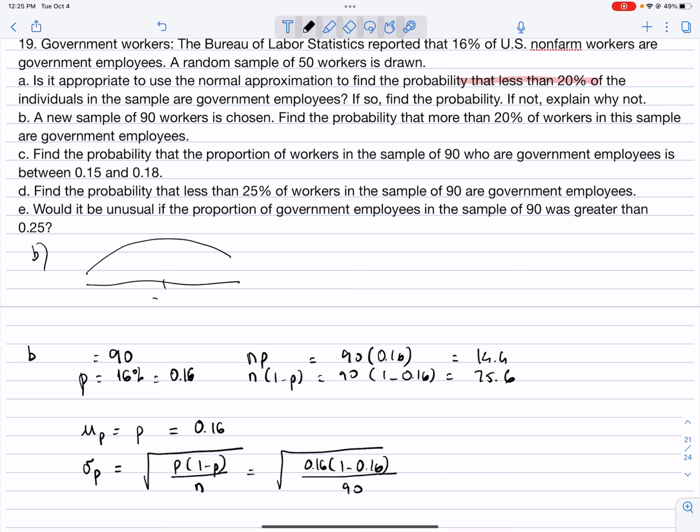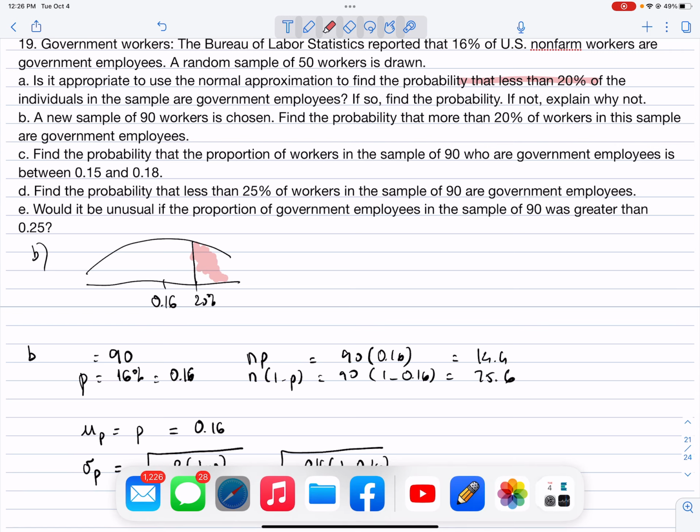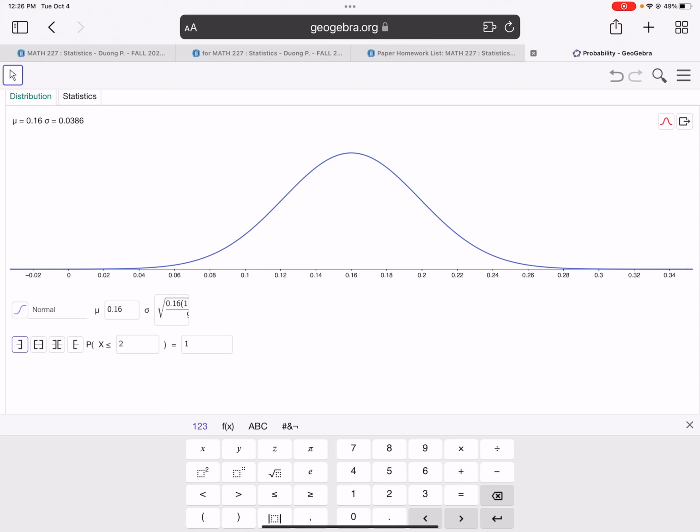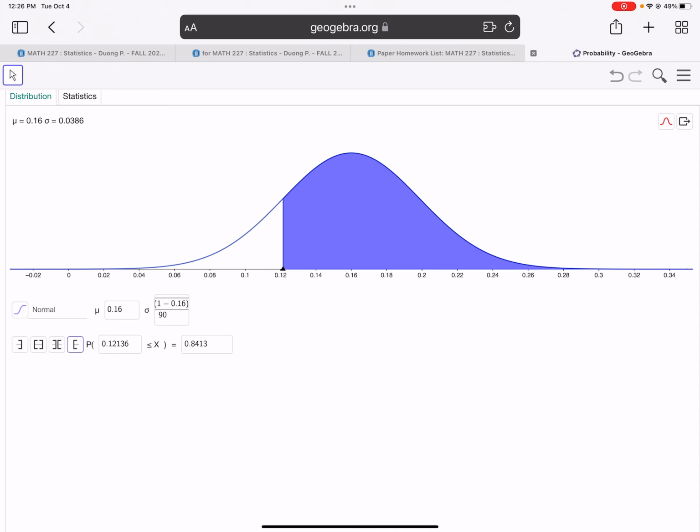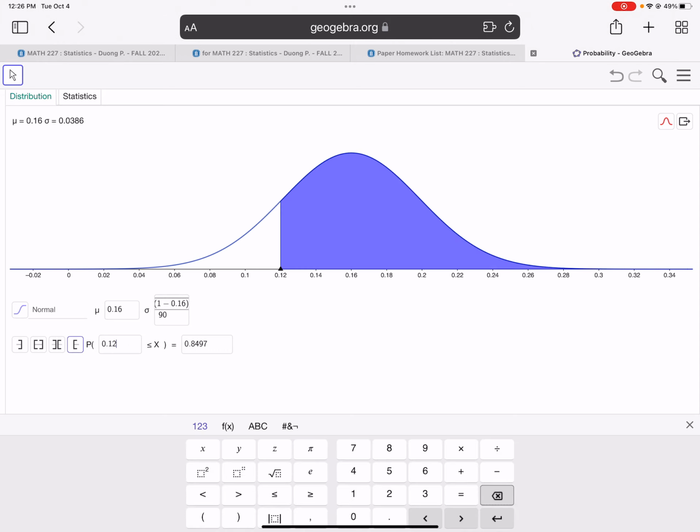So the mean is the same as p, which is 0.16, in the middle. We have 20%, which is 0.20, and we draw the line. And then we want to find more than, so we shade on the right side. Now we shade on the right side from 0.20. Now we read the probability is 0.1503.